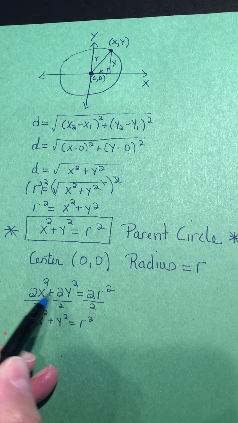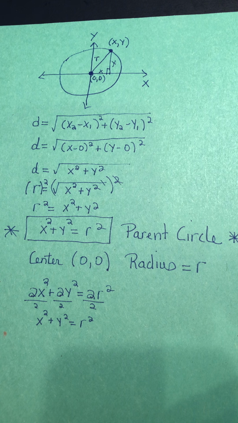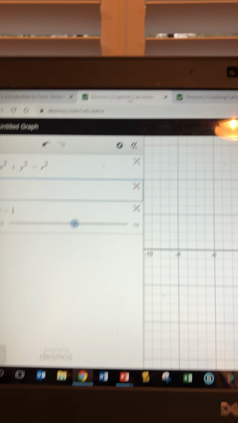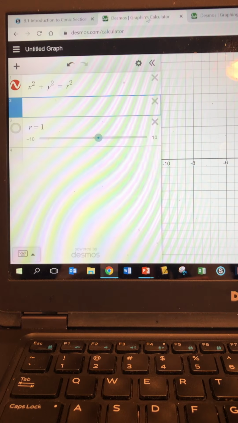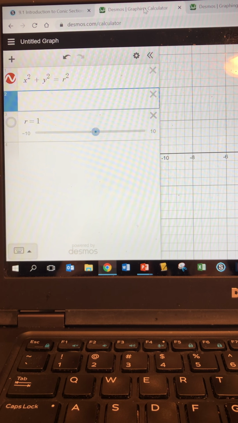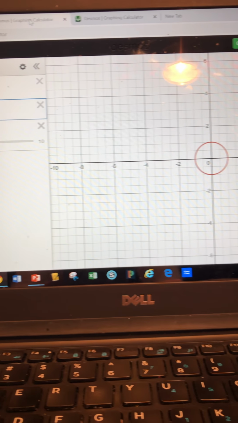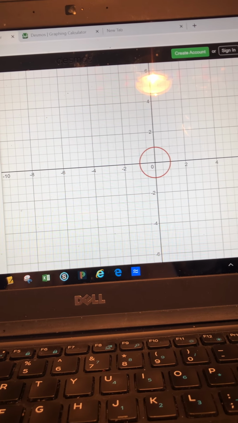Now, I want to show you on Desmos. I did a little graph so you can actually see this in real life. So let me just take this off the tripod here. And I'm going to show you on Desmos how this is going to work. Okay, so I encourage you to also get this out and try it on your own. So here I've graphed x squared plus y squared equals r squared. And I'm going to just make the radius 1 to keep it simple. So you can see here, this is my graph, right?